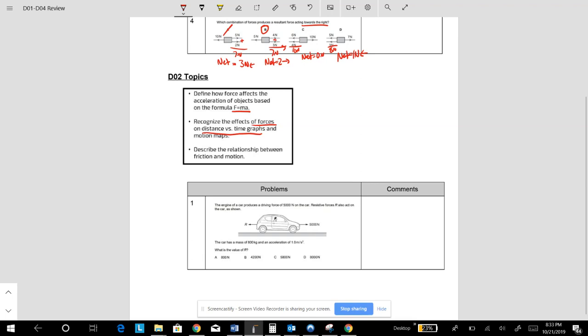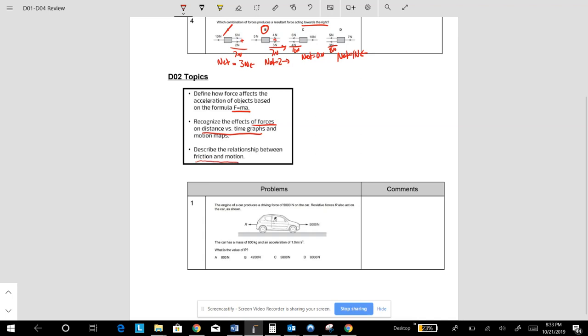And basically, as a force increases the velocity or changes the acceleration of something, you should see a change in velocity, which will cause a change in distance over time. The last one, describe the relationship between friction and motion. You want to talk about how friction affects motion.